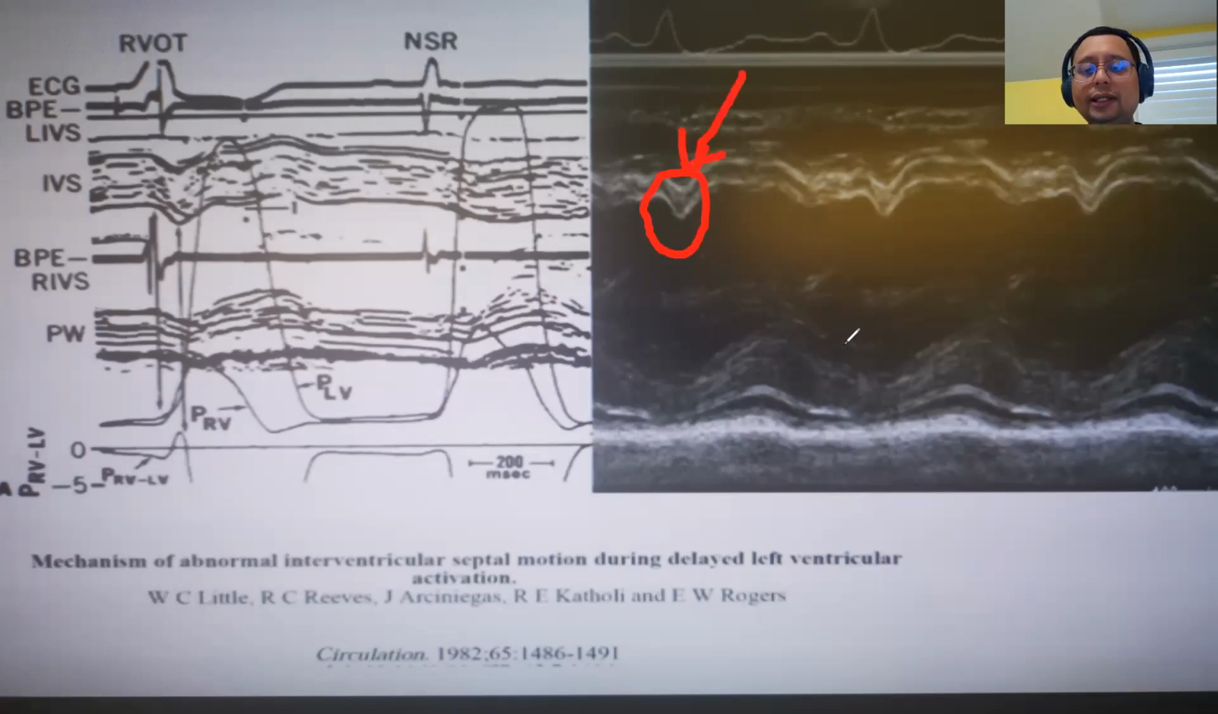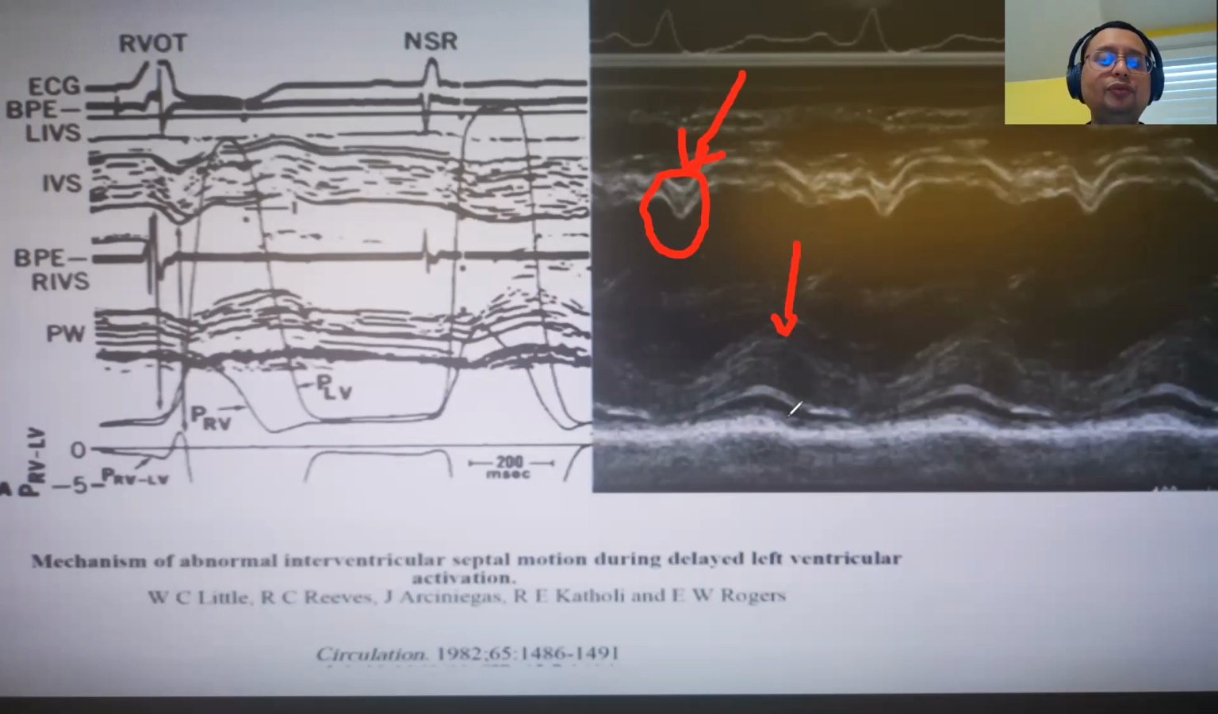Now look at this lateral wall. This should contract somewhere here, but this lateral wall is contracting quite late. This is the lateral wall that is contracting late. This is septal flash. This is late contraction of the lateral wall. Therefore, you have the rocking of the left ventricle and the septal flash.